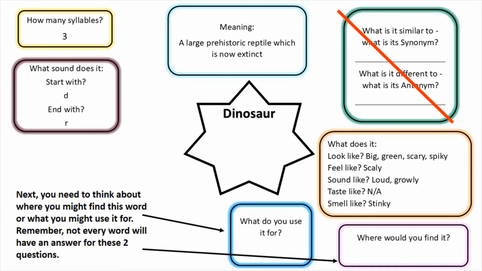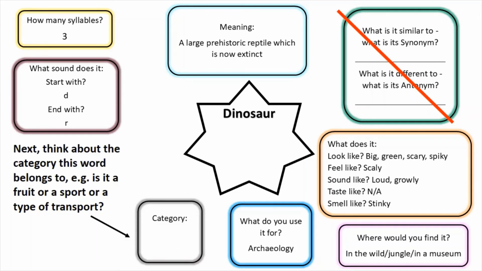Next, you need to think about where you might find this word or what you might use it for. Remember, not every word will have an answer for these 2 questions. So when you're thinking about where you would find it and what you would use it for, we're not thinking about that word dinosaur. We are thinking about the physical object. So back in the day, where would you have found a dinosaur? So we think you would have found it in the wild or in a jungle, and nowadays you might find a dinosaur in a museum. What do you use it for? Nowadays, people use dinosaurs for archaeology by studying their fossils.